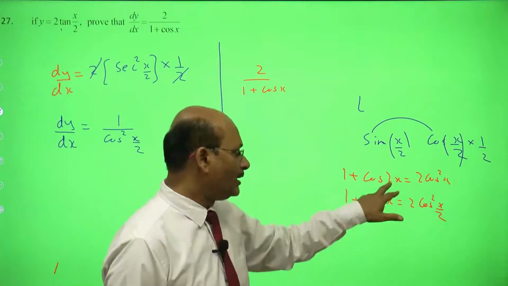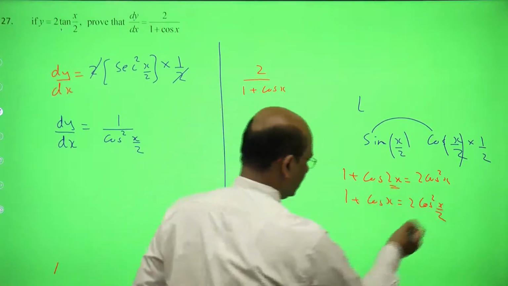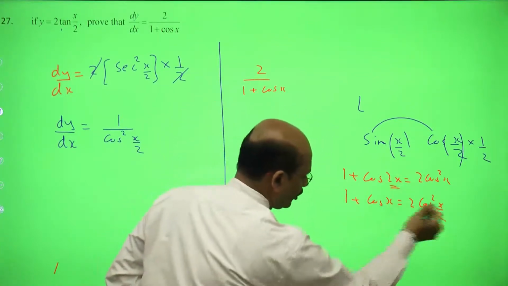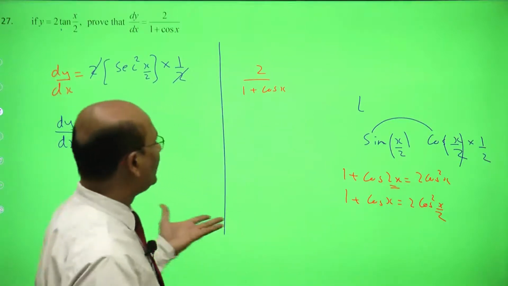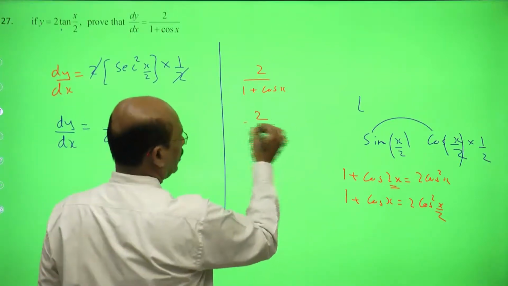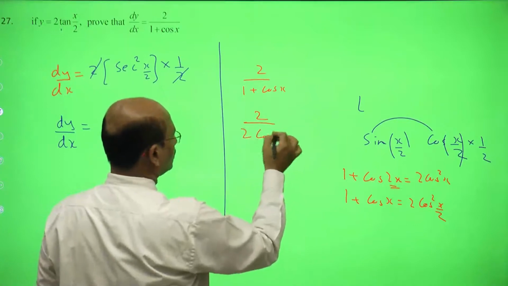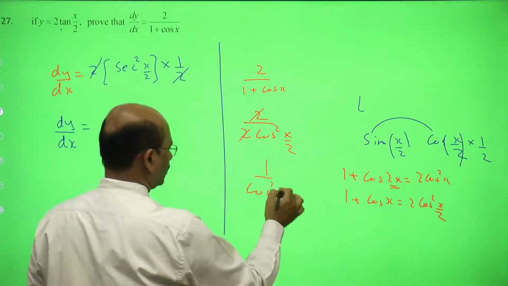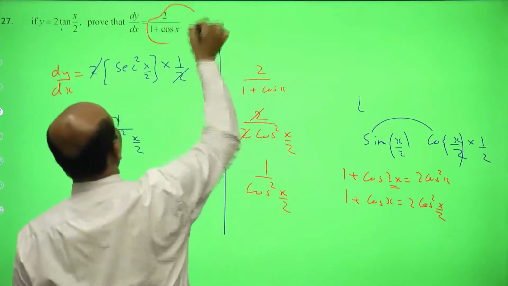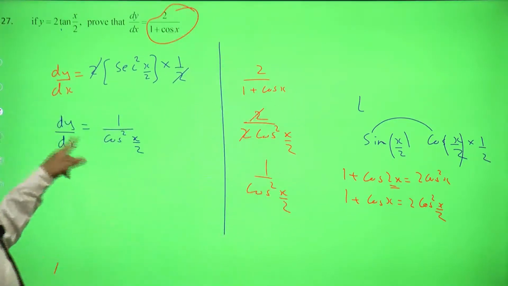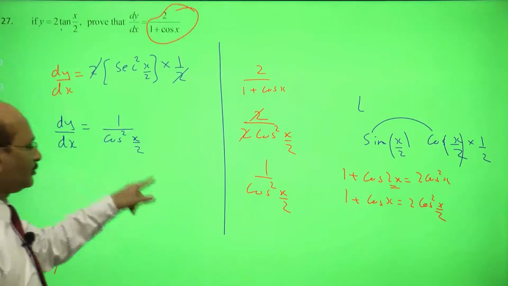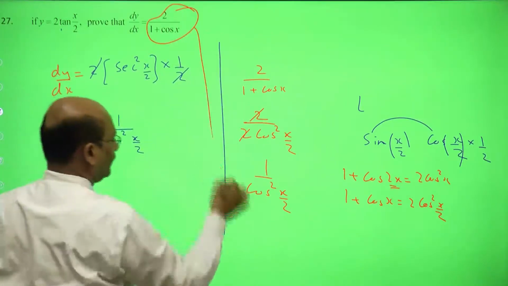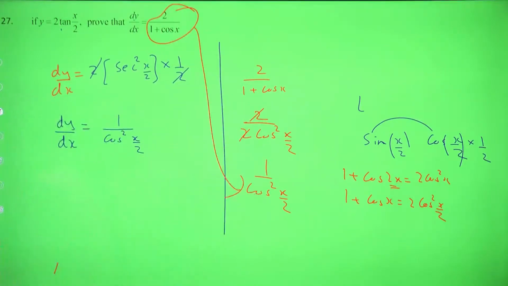Don't learn it by heart. Double has become single, so single will become half. So, cos x will become cos x by 2. So, my job is over. So, 2 upon this will become 2 cos square x by 2. So, 2 gets cancelled, and we get 1 upon cos square x by 2. I am talking about the right hand side here. So, the left hand side derivative I proved is 1 upon cos square x by 2. So, if you have this, you can write this out.